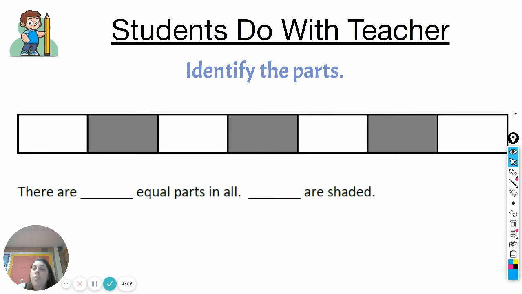Let's go ahead and try one more all together. This time I want you to try and solve the whole thing. So count how many pieces there are, how many equal pieces. Then count how many are shaded. And go ahead and write that as a fraction for me.